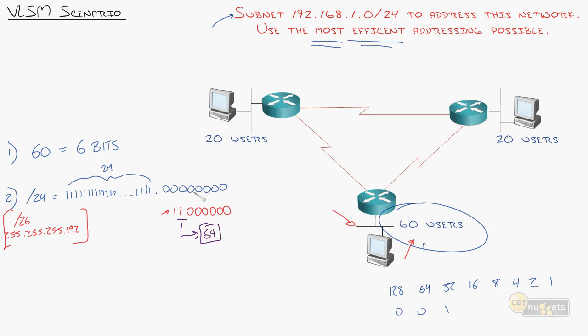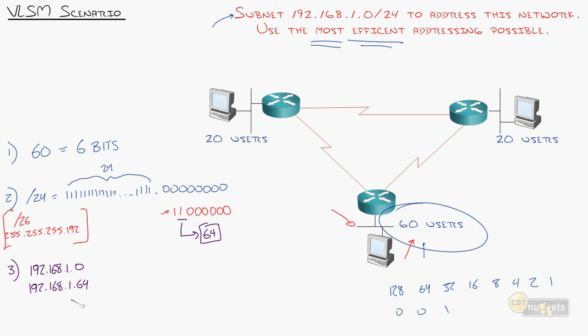And that makes me feel good because I was after 60 users and I got the number 64 as my increment. So step 3, we start off with 192.168.1.0, and then we just start adding 64. 192.168.1.64. Now, stop the train right there.